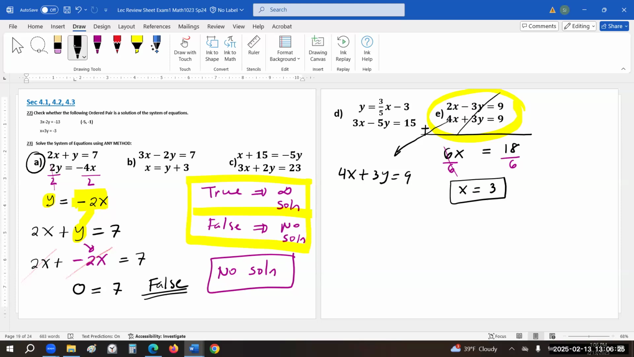So we know x is 3. So instead of writing x here, we're going to write 3. Sorry, 4 times 3. What was I doing? 4 times 3 plus 3y equals 9. And what is 4 times 3? So 12 plus 3y equals 9. Our goal is to get this y alone. What do we do?